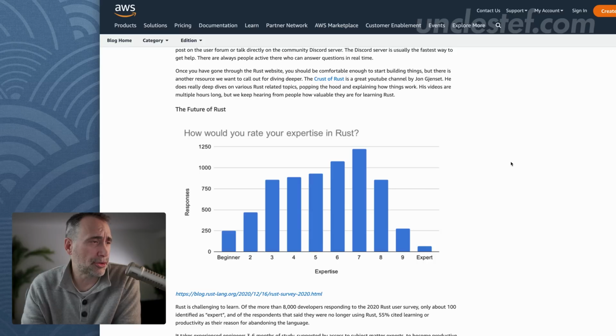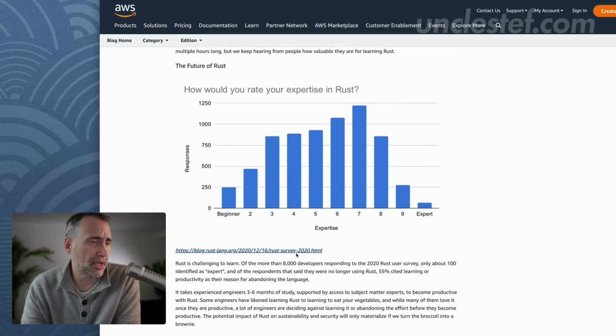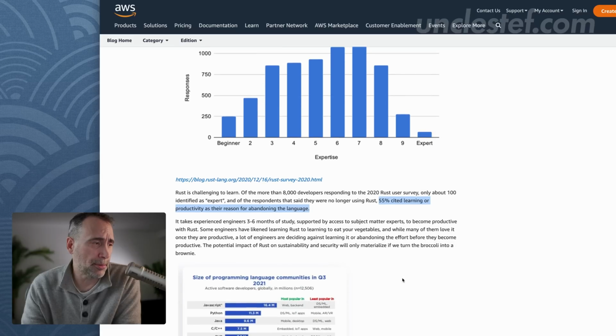How would you rate your expertise in Rust? They did a study of over 8,000 developers in 2020, and they did a survey. Only 100 identified as expert, and of the respondents that said they were no longer using Rust, 55% cited learning or productivity as their reason for abandoning the language. So let me get into some detail here.